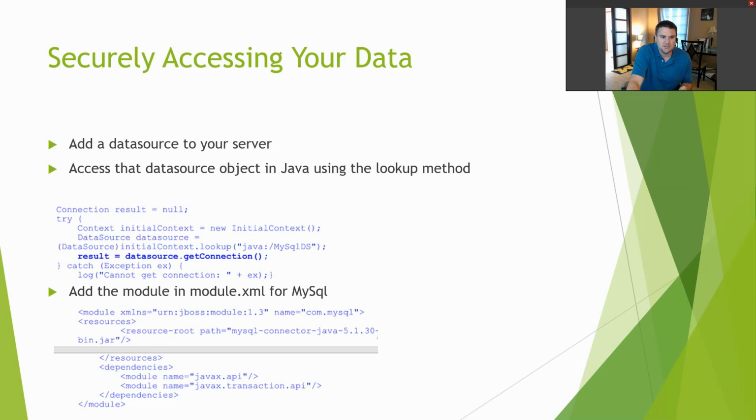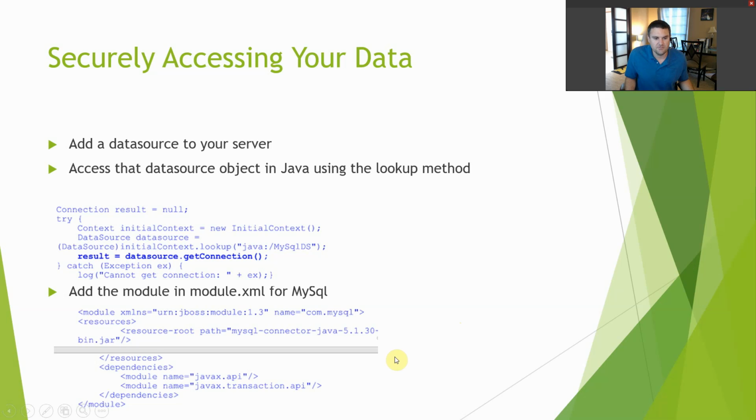And then this is how you actually access them in Java. So in your project, you can see you have this lookup method that comes from the context class. And what we're looking for is a data source named MySQL data source.